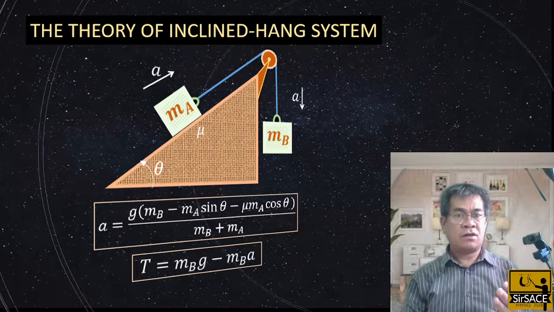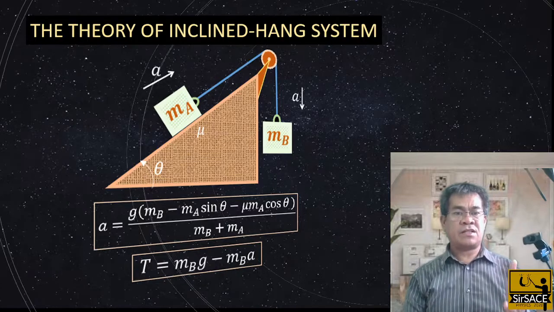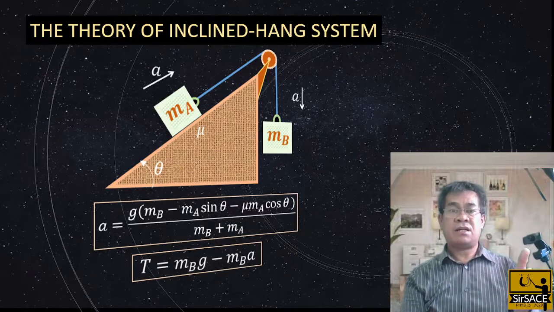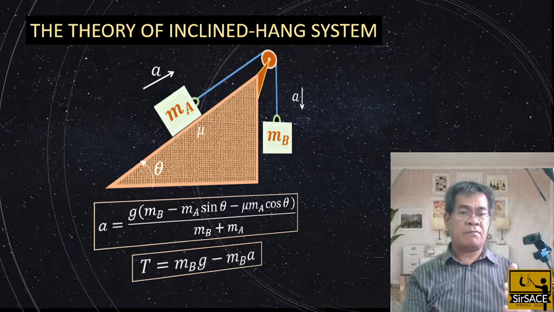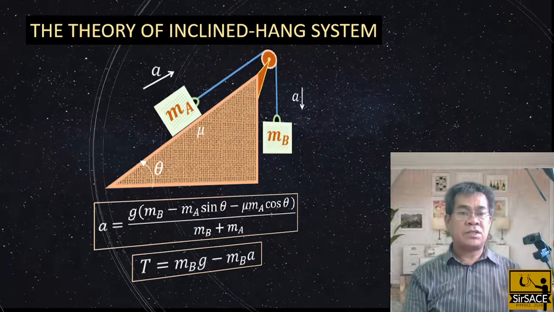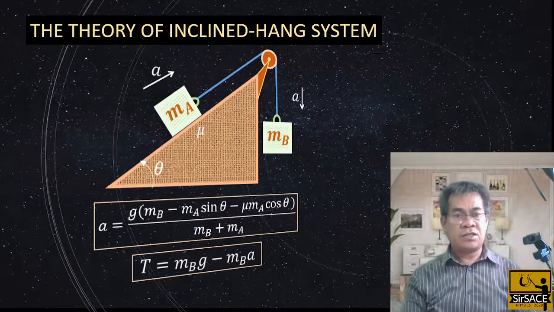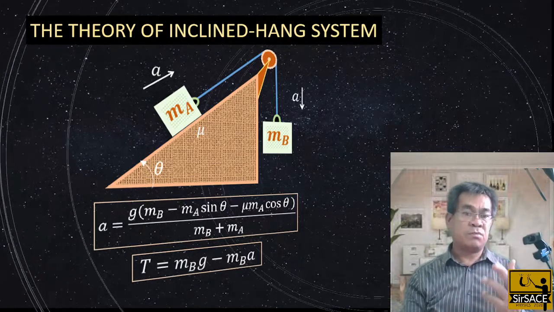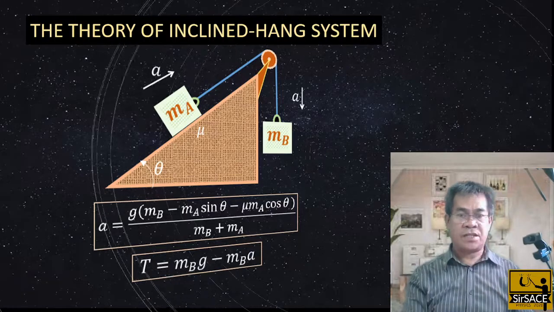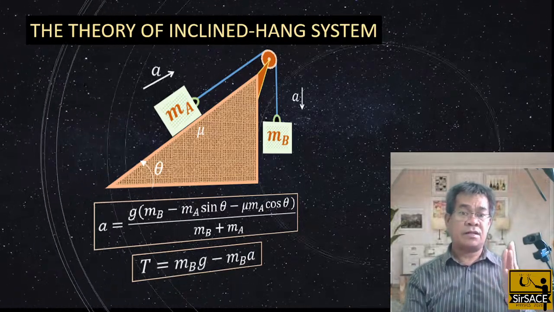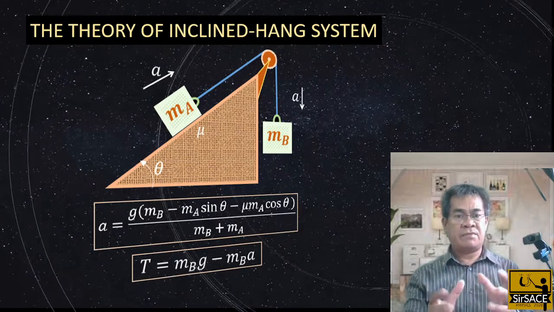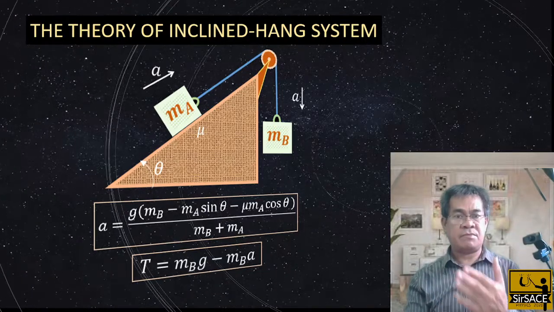The acceleration of the incline hang system is the Earth's gravitational acceleration multiplied by the mass B, the hanging object, subtracted by the mass A, the mass lying on the inclined plane, multiplied by the sine of the angle theta. The angle theta is the angle of the inclined plane measured from the horizontal axis. This is subtracted by the coefficient of kinetic friction mu, the friction between the moving object mass A and the inclined plane, multiplied by the mass of that object and the cosine of the angle theta. It is divided by the total mass of the moving system, mass A plus mass B.